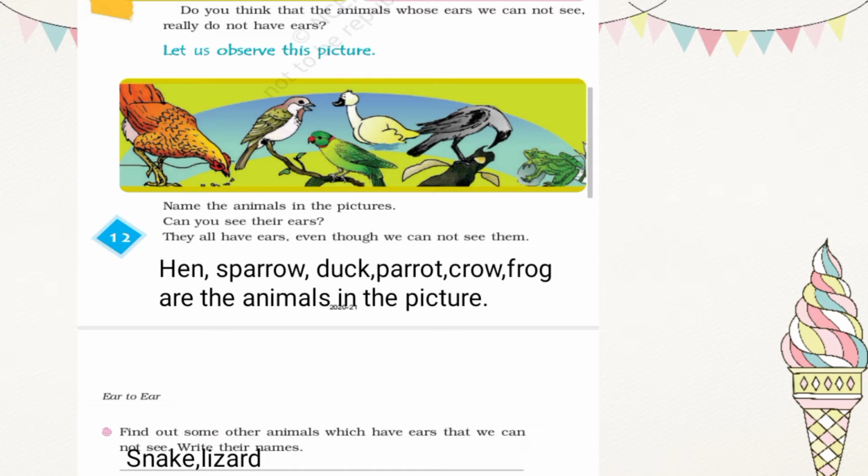So here a picture is given. You have to name those animals which you can see in the picture. Hen, sparrow, duck, parrot, crow, frog are the animals in the picture. Find out some other animals which have ears that we cannot see. Write their names. Yes, a snake and lizard have ears but we cannot see them.